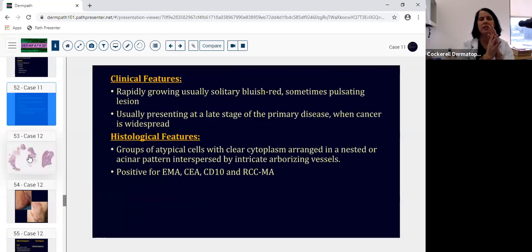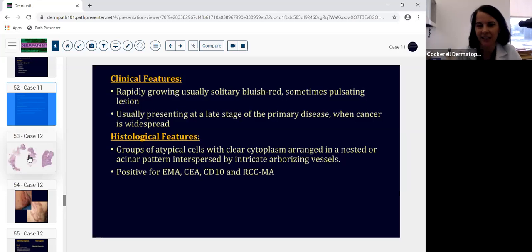Clinical features. So we have this rapidly growing bluish red, sometimes pulsating lesion, usually presenting at the late stage of primary disease. I had one of these last week. I called the client. I said, does this patient have a history of anything in the kidney? And they said, yes, he had a mass in the kidney 5 years ago. And he also had a mass in his lung.